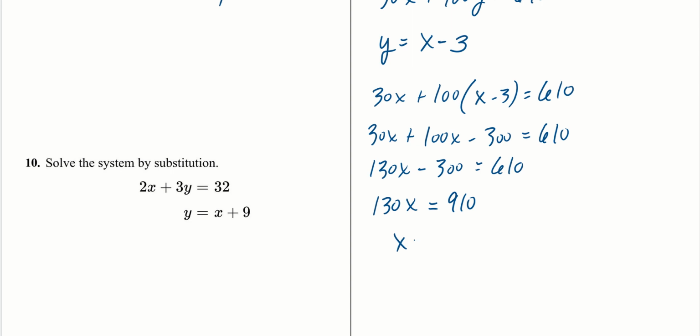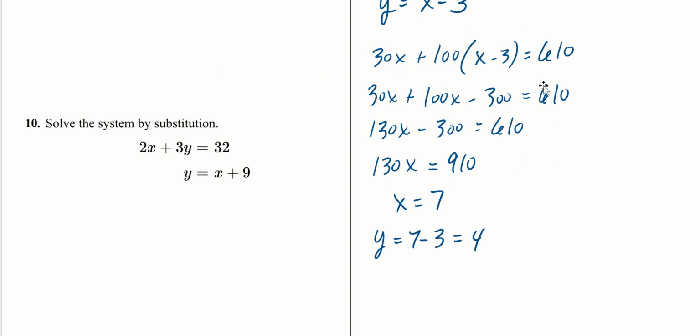And I divide 910 by 130, and so we get x is equal to 7. And then we can figure out y by plugging in x is 7 to the y equation. So y is equal to 7 minus 3, which is equal to 4. So our final answer would be 7 commercials and 4 movies.